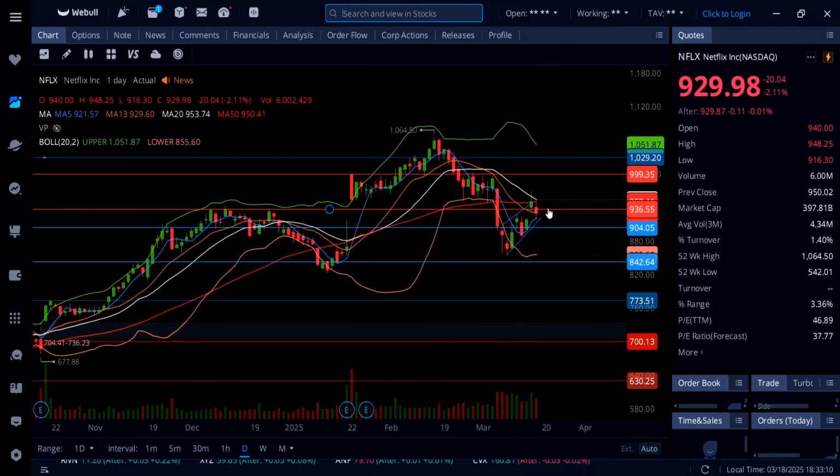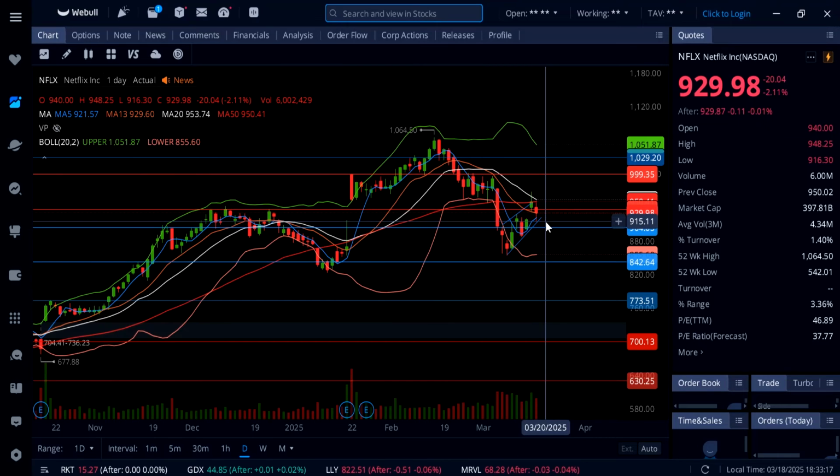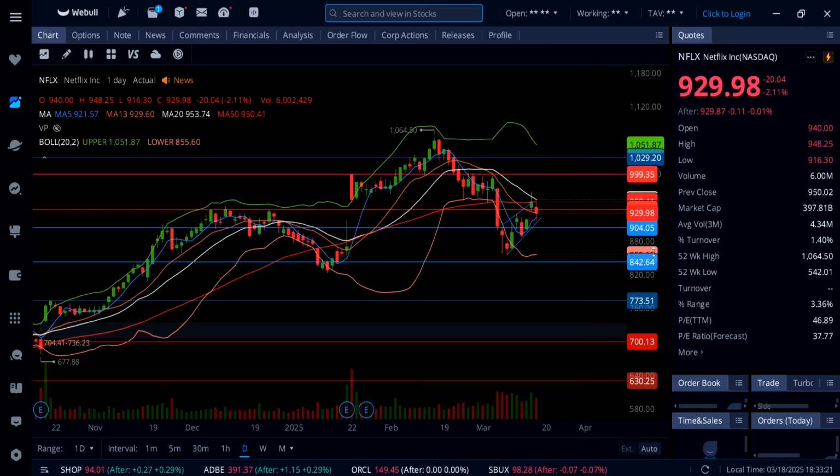It was pretty much a breakout, but you can see huge rejection, and today's price action under 936, and now it's holding top of this channel here. 915 is the key line in the sand. Underneath that level, you'll see 904, 900, and possibly coming back down to 842. To the upside, 936 will be the resistance to watch. Over that, right here at 950, and then we can talk about possibly more upside on Netflix.